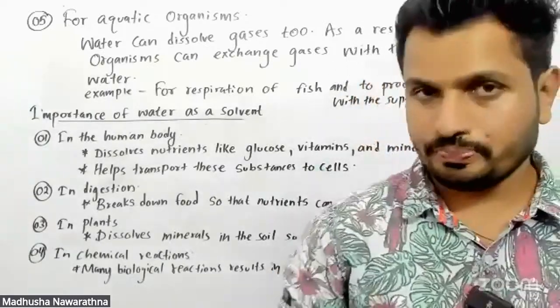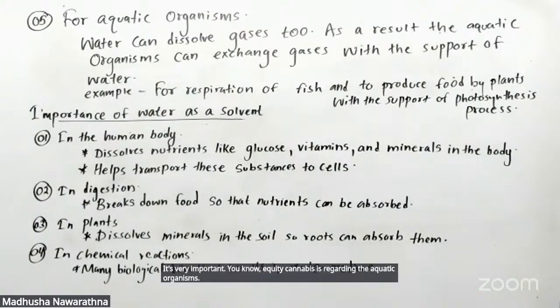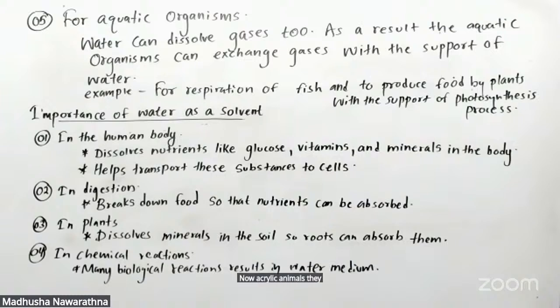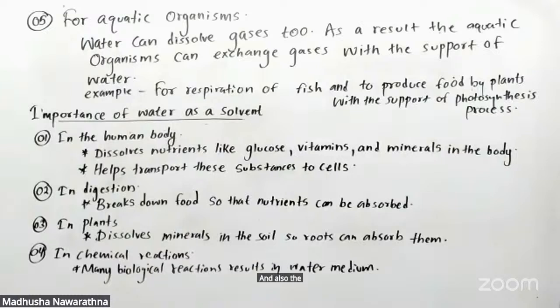Hurry up. You better write this fifth point also. It's very important. Regarding the aquatic organisms, aquatic animals respire with the support of this dissolved oxygen. And also the plants release oxygen gas.